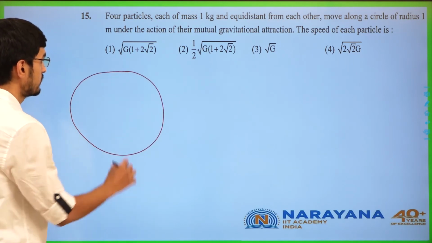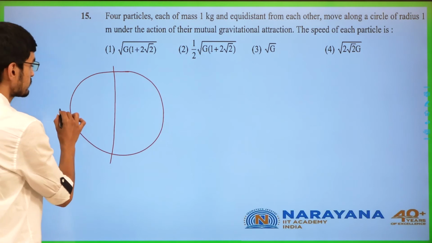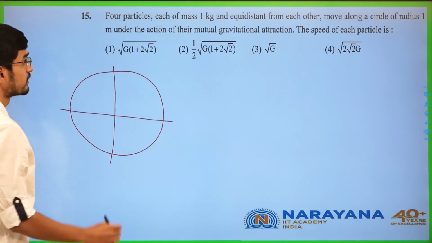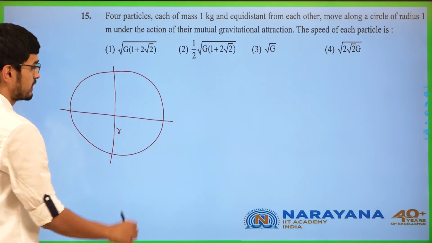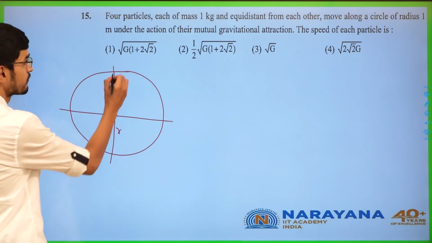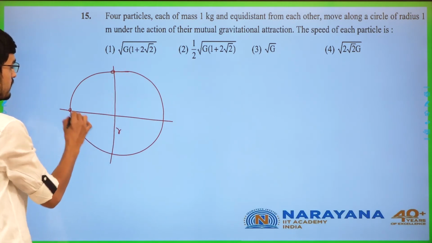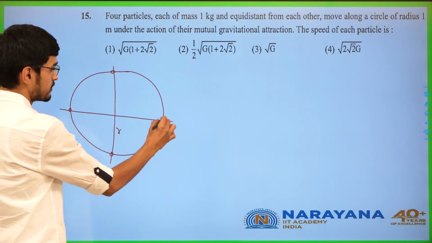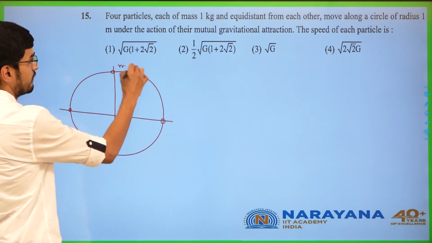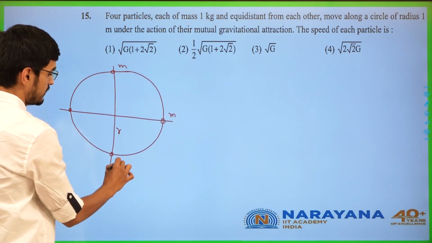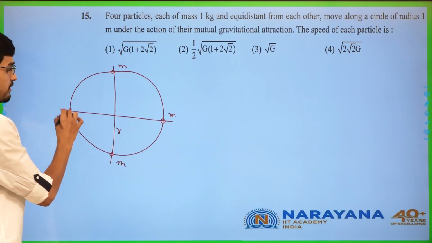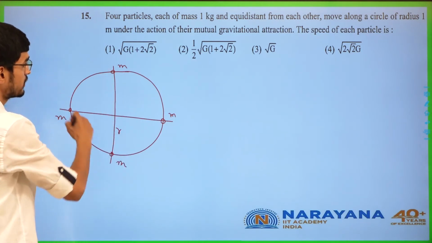This is, say, the circle. Radius of this circle is given as 1 meter. We'll take it to be r and later put it as 1. Let's say all the particles are located symmetrically at these positions. Now because every particle is in symmetrical motion, we can do the analysis for any one particle. Let's say we will do it for the top particle.